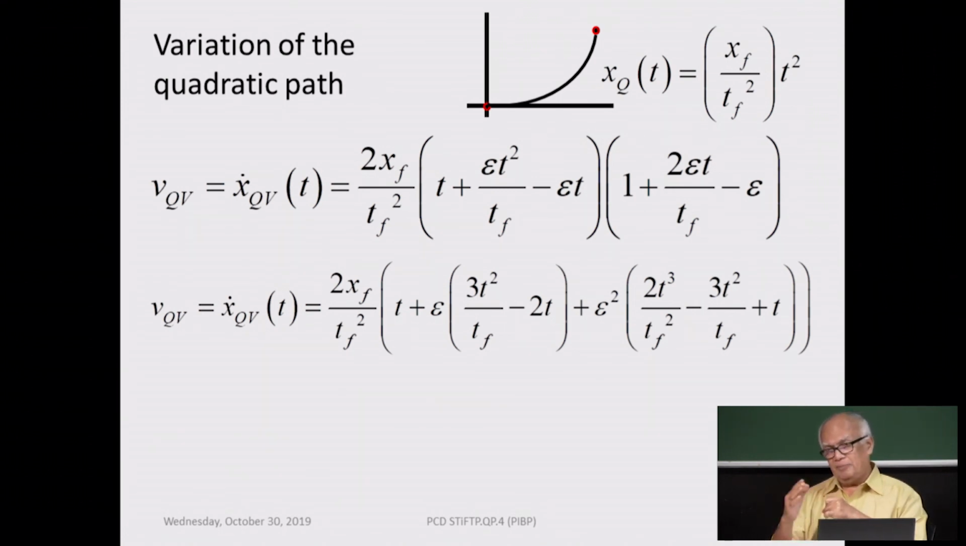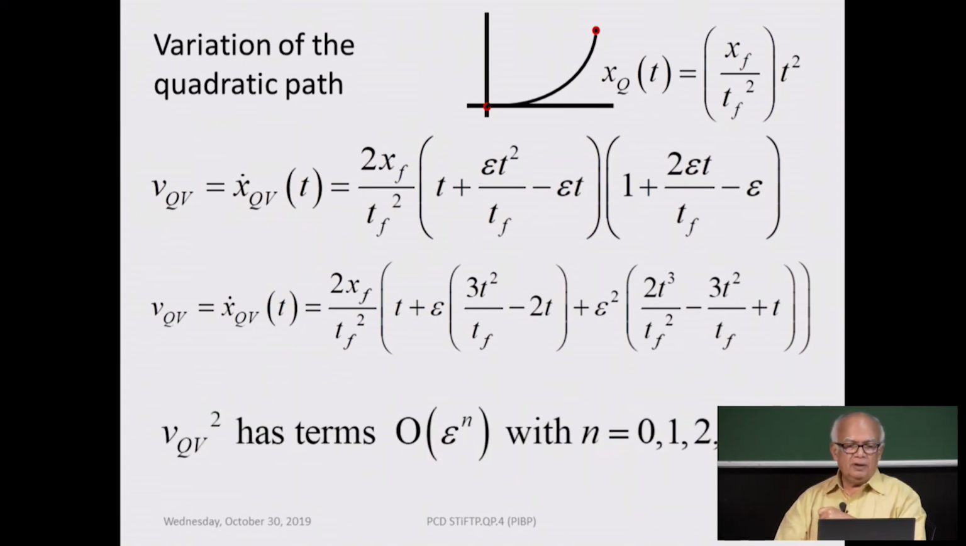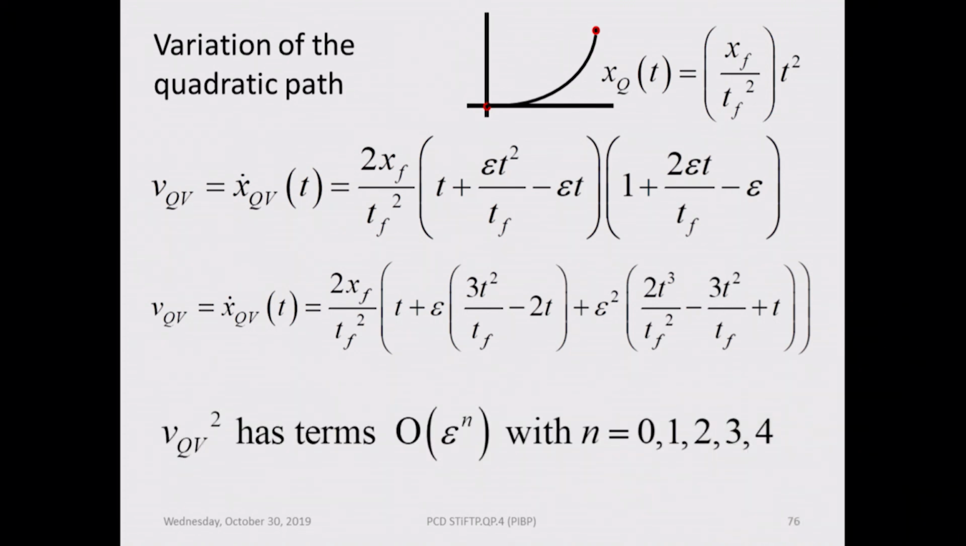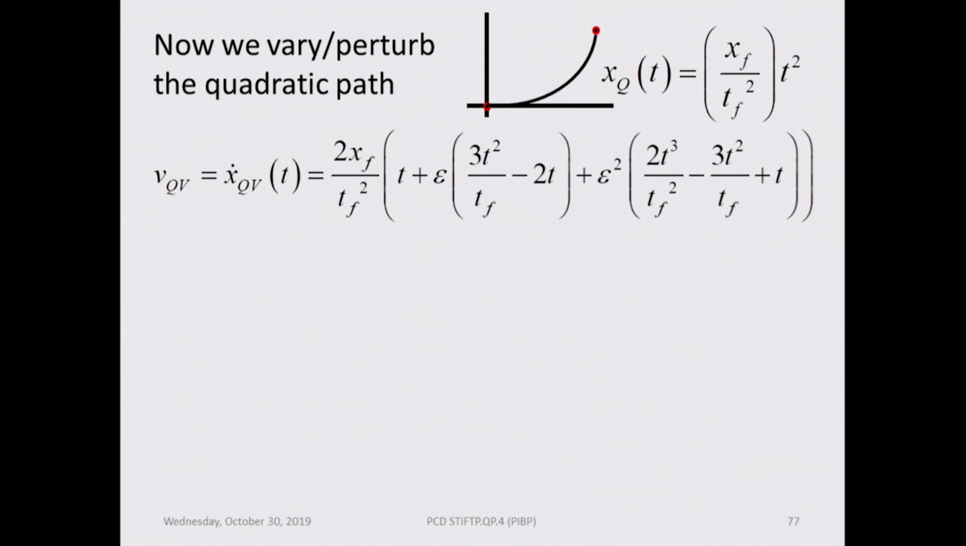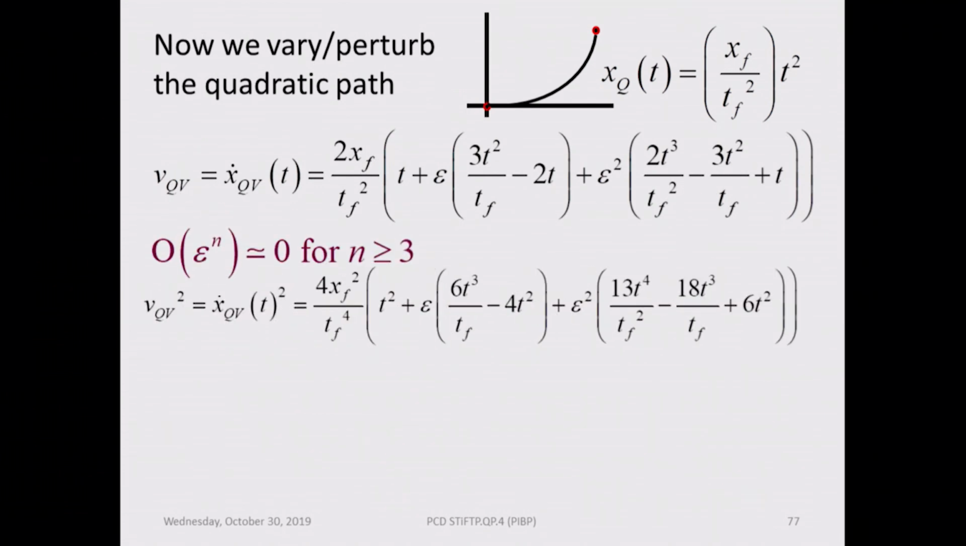So you will get epsilon to the 3 and also epsilon to the 4, when you take the square of this. So v square will have terms of order epsilon to the power n, with n going from 0, 1, 2, 3 and 4. So those are the terms that you will get in v square.